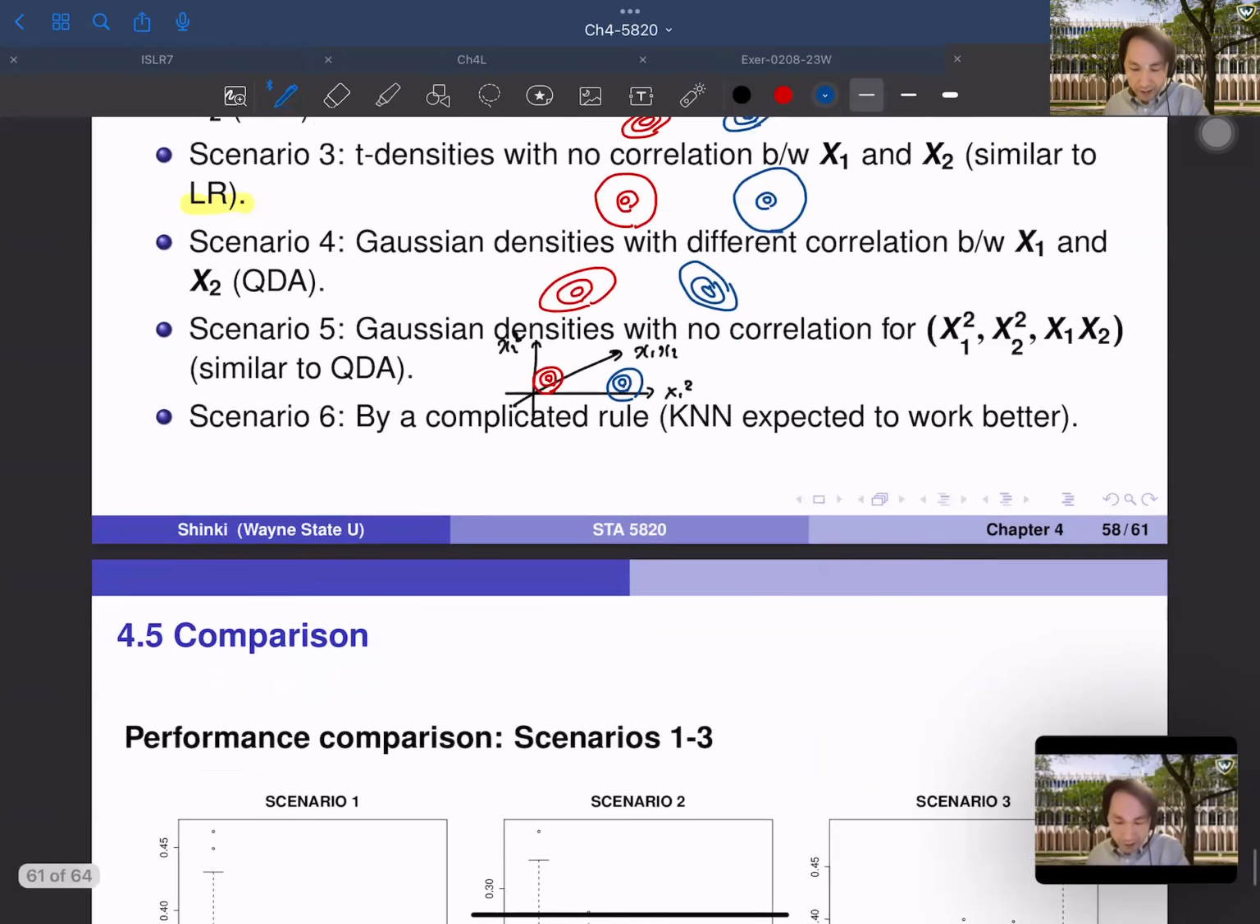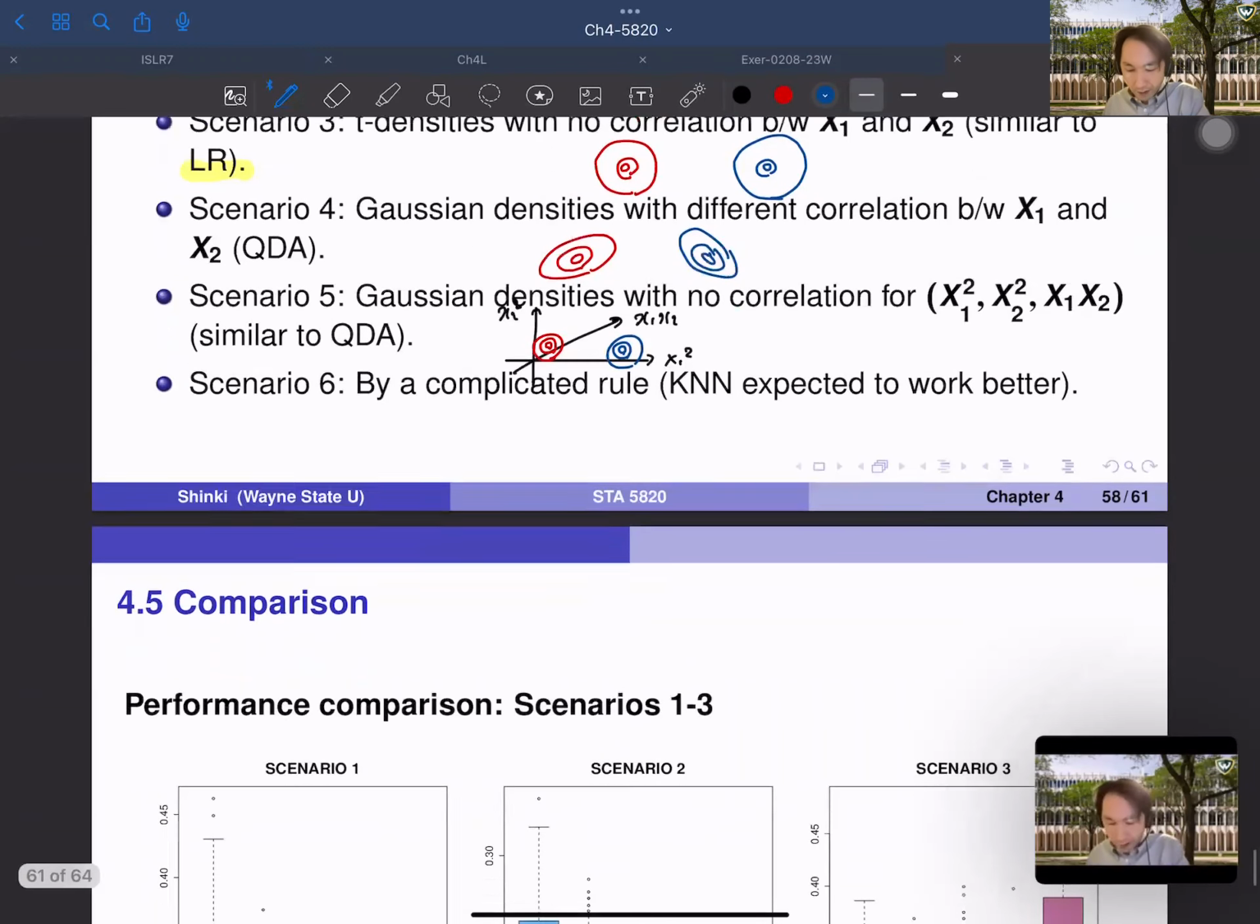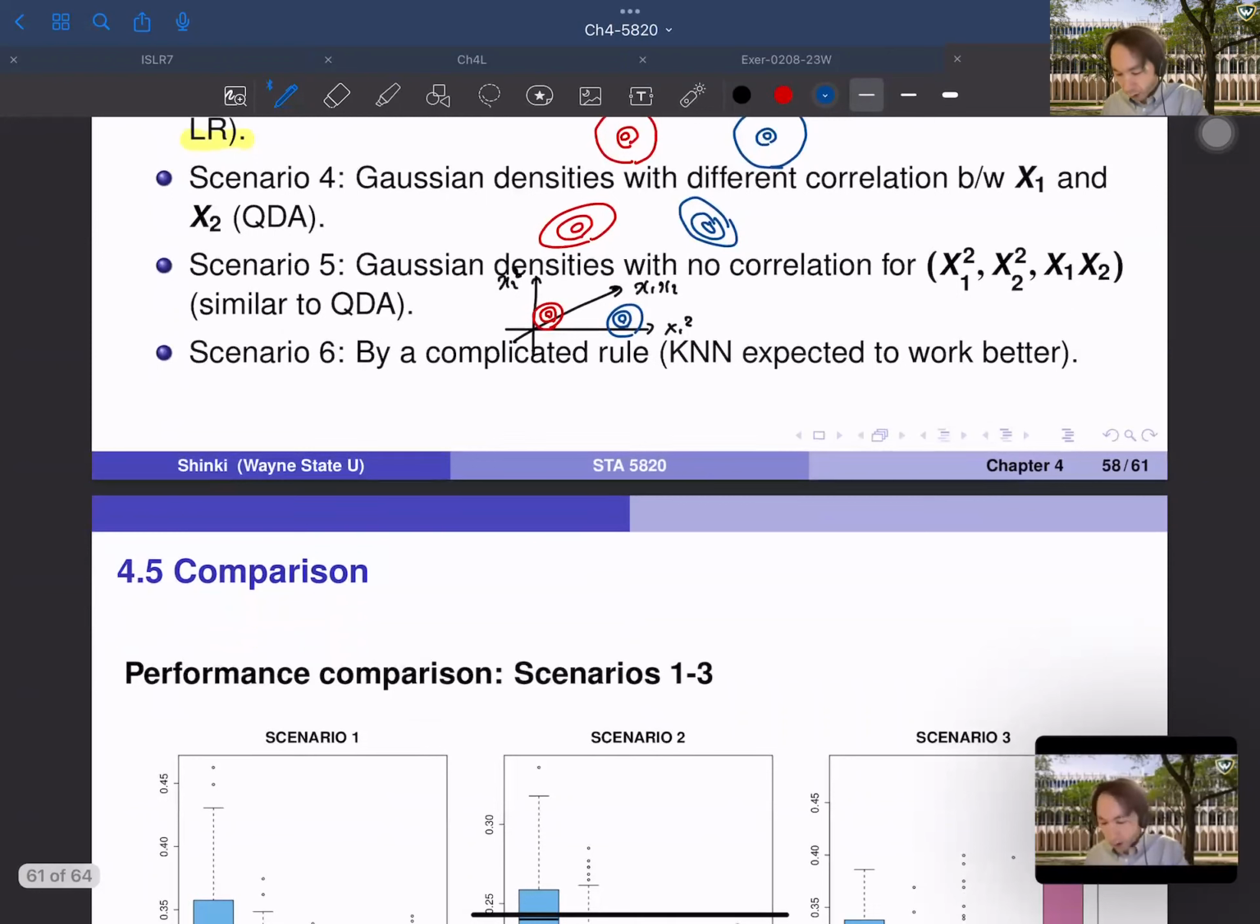Scenario 6, it didn't give the details, but it is a more complicated, non-linear rule. So KNN is expected to work better.